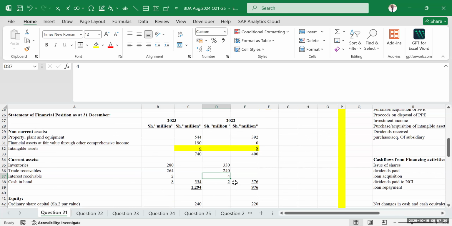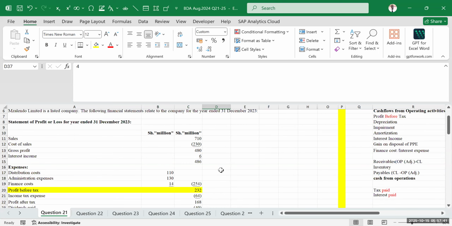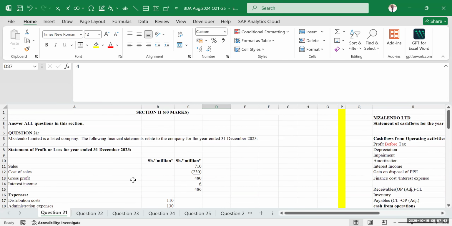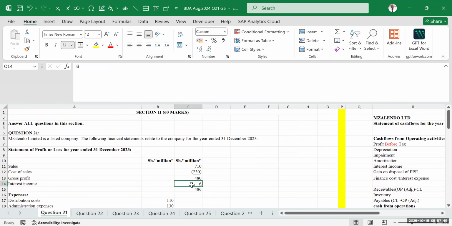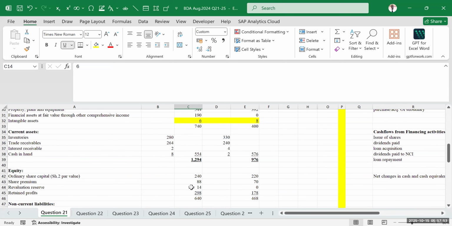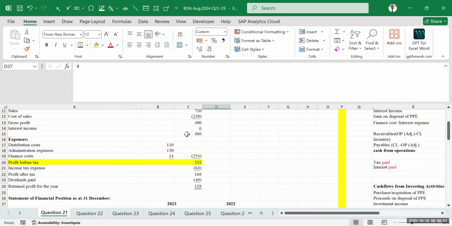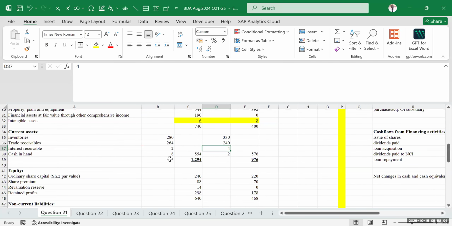If we opened with a receivable of 4, then in the income statement there is another recognition of interest income of 6 million. This is an adjustment to that opening. Then we compare that total with the closing interest receivable, which is 2. And we ask ourselves, if we opened with a receivable of 4, then we added 6, that is 10, and we are closing with 2.